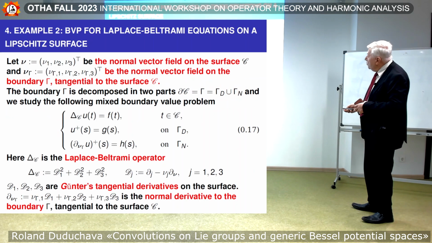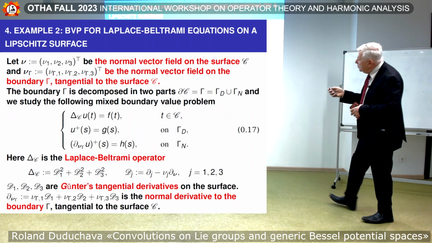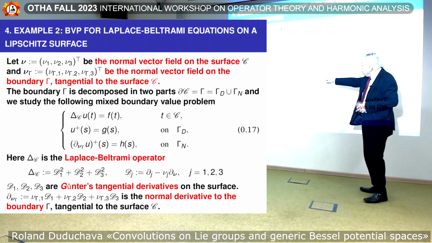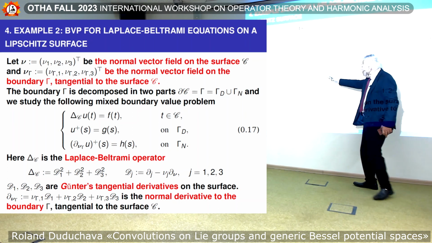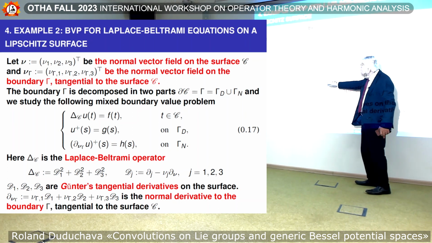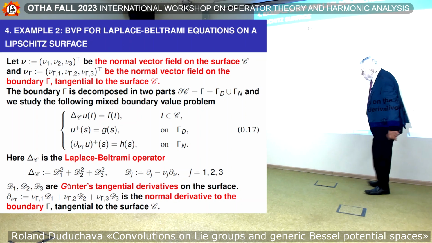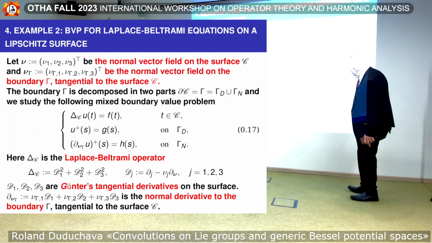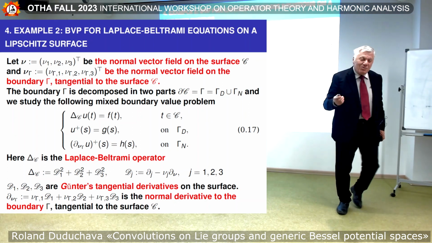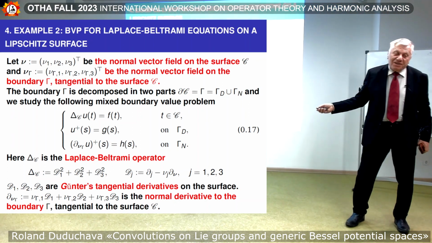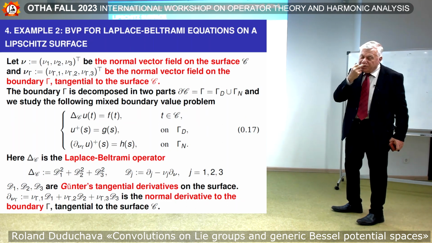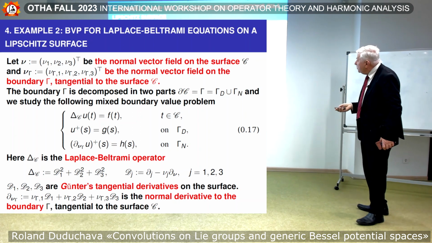And so what the result was, here is the boundary value problem. This is the Laplace-Beltrami operator on the surface, and these are boundary conditions. It can be Dirichlet condition, pure Dirichlet, pure Neumann, or mixed type. And the Laplace-Beltrami operator, by the way, I am also proud of this result, that the Laplace-Beltrami operator can be written with the help of Günther's derivatives in such a very simple form, as a sum of the second derivatives of Günther's derivatives, not the usual derivatives.